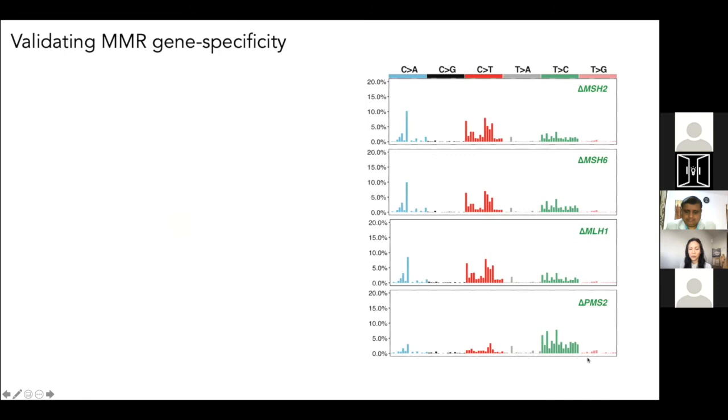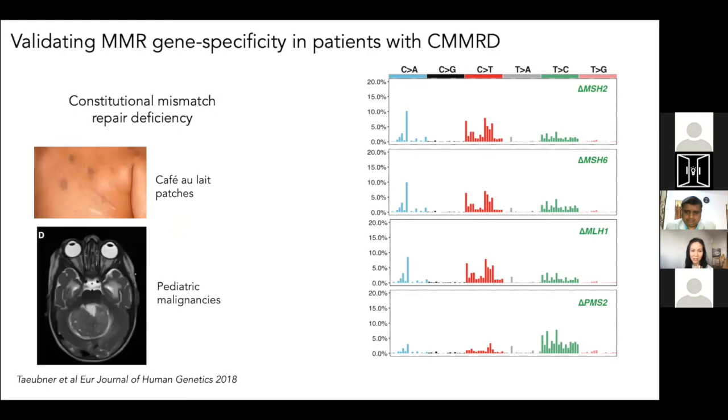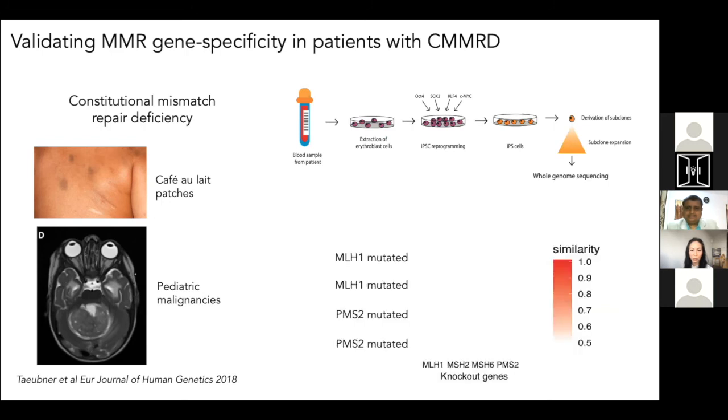Now, one of the questions was, is this really real, or is this just something to do with your cell line, your iPS line? And so what we did was we looked at patients who had constitutional mismatch repair deficiency. So these are kids who have inherited 2 mutations from Lynch syndrome parents. So they are recessive. They've got both of their inherited mismatch repair genes knocked out. These are kids who usually get cutaneous manifestations, café au lait patches, and they tend to get pediatric malignancies and often die within the first decade of life. So we made iPS cells from them, and we did the whole genome sequencing.